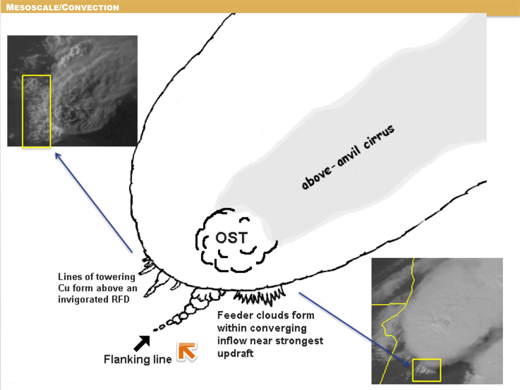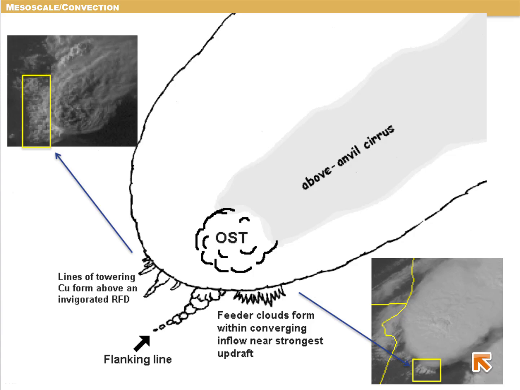The flanking line is typically southwest of the main updraft. The last two features are of primary interest here and indicate that a storm is undergoing intensification or is at or near peak intensity. East of or downshear of the flanking line, you may observe inflow feeder clouds as depicted in this visible image.